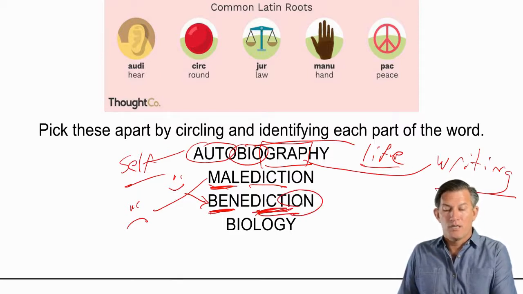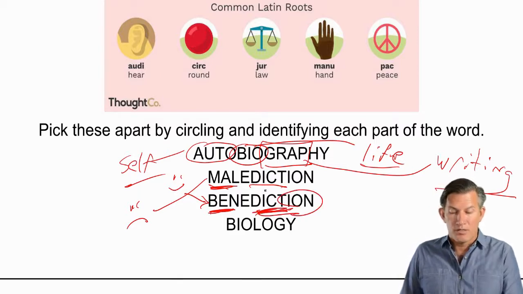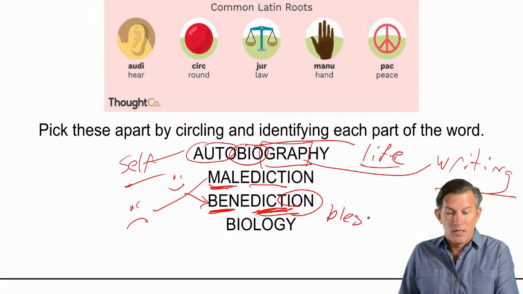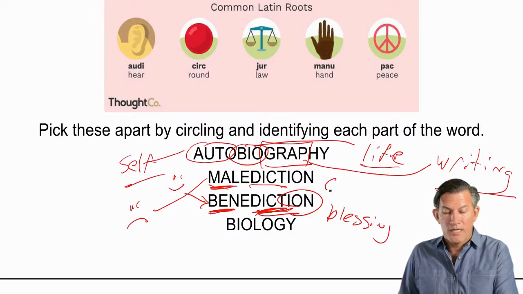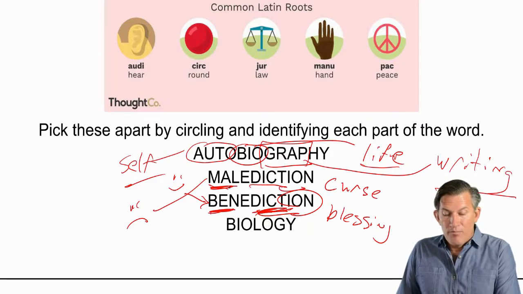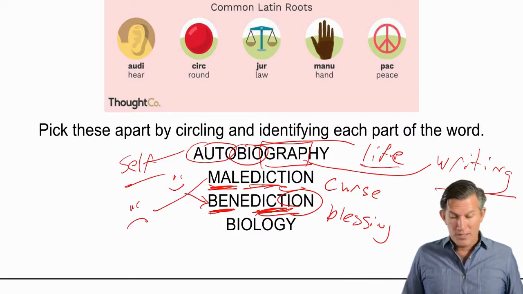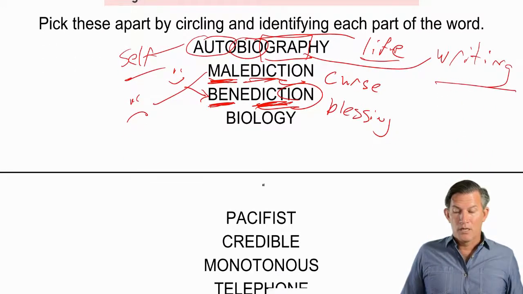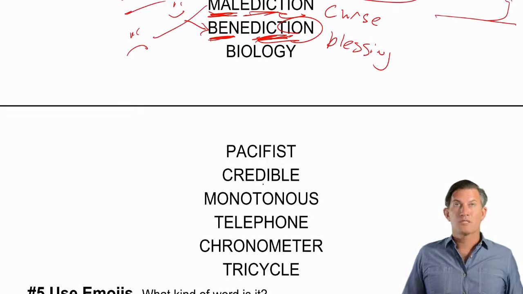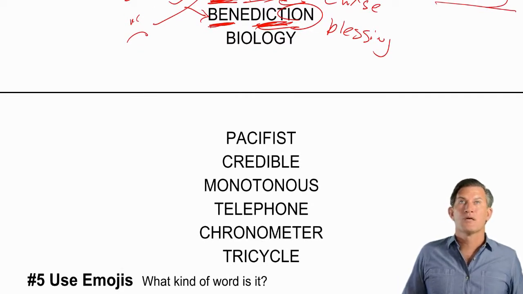And then shun is the process of giving a good speech. So this could be like a blessing, and this could be like a curse. The process of bad speech is a curse, okay? A malediction, okay? Biology, pacifist, so on and so forth. Pause it and just go through with it at the end.